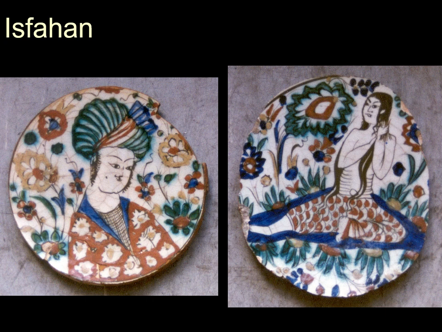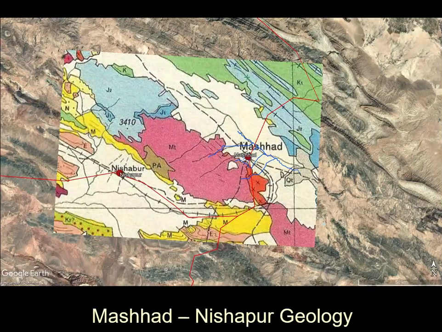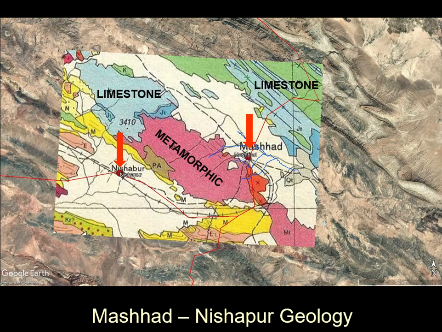So if that wasn't confusing enough, let's look at Mashhad. Now, Mashhad and Nishapur are actually not far from each other, just 74 kilometers away, although the degree of cloudedness and feldspars makes Nishapur quite distinct from the Mashhad petrofabrics. Here we have Nishapur, and here is Mashhad. And you can see they are in different sediment basins with a mountain in between. This is made of limestone, metamorphic rocks, and volcanic rocks.